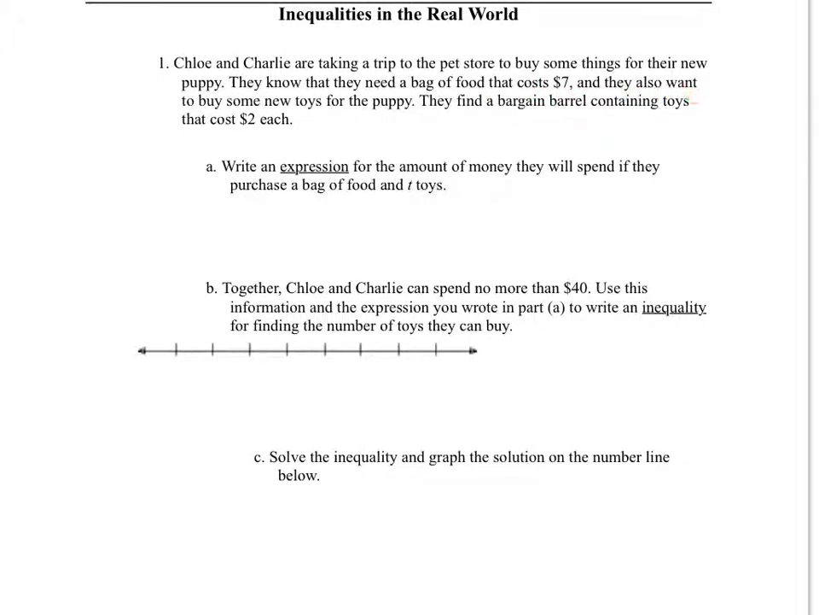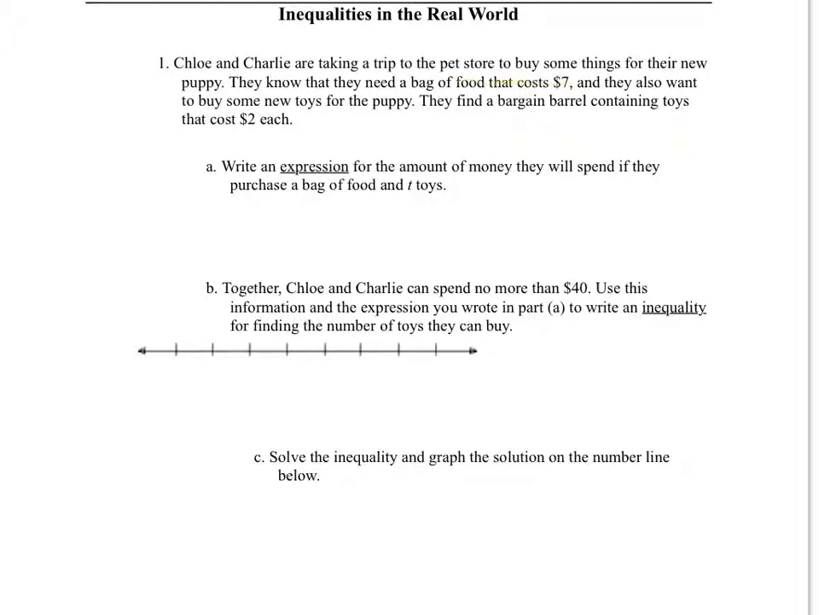They also want to buy some new toys for the puppy. They find a bargain barrel containing toys that cost $2 each. Okay, so we're going to find the information in this problem that is important. Okay, so they buy some things for their new puppy. They know they need a bag of food that costs $7.